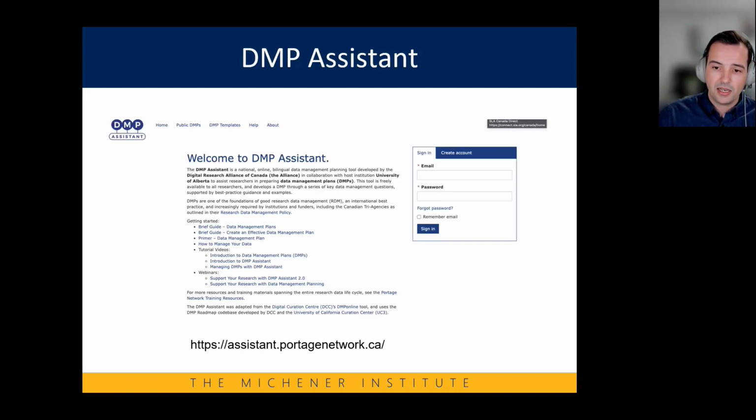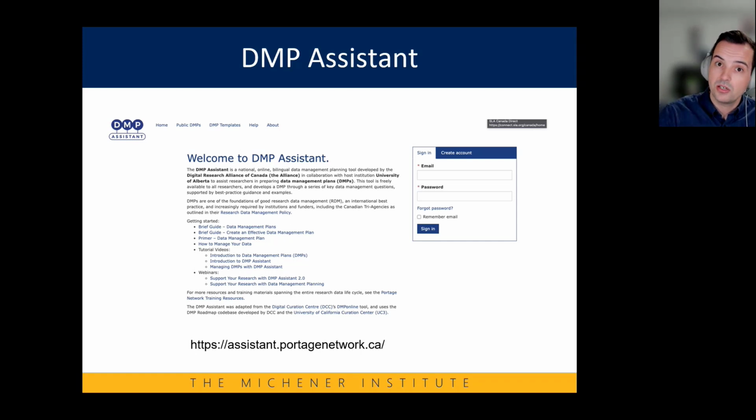One of the tools I want to highlight here, and again, we're going to get a little bit of a talk from UHN Research. We're going to talk about their own DMP assistance and their own plans around that as much as possible. DMP Assistant is a free, online, and available tool that essentially systematizes the creation of a DMP.